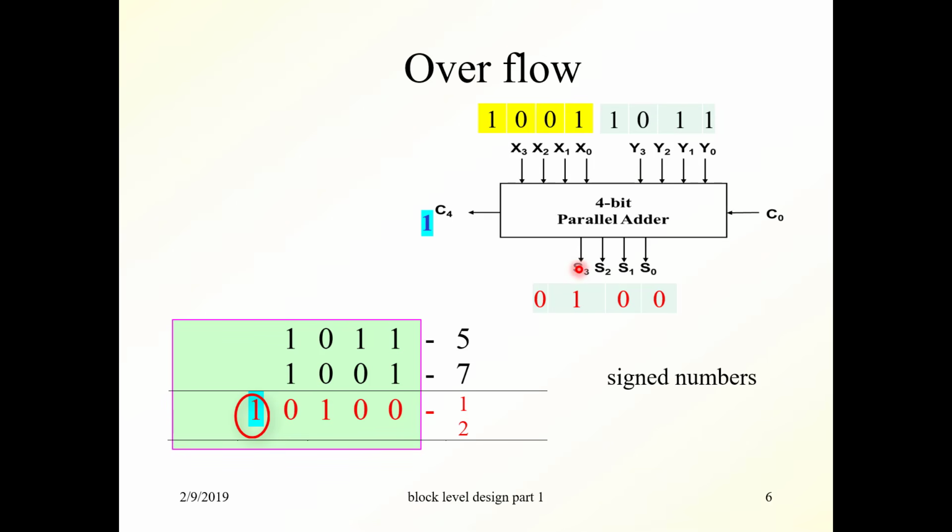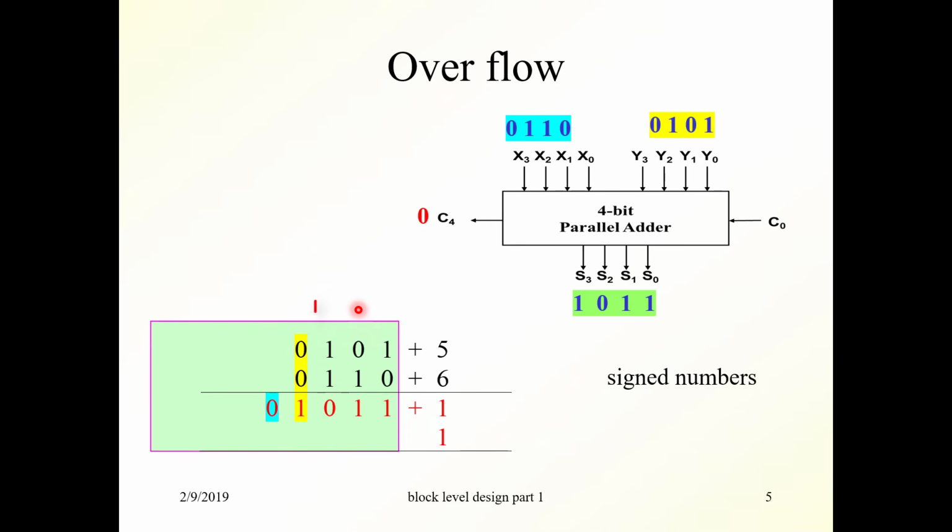Now the parallel adder will make the addition, and this is what you will see on the S output, and the carry here is 1. This bit here is the sign bit. If we look at it as the sign bit, then the answer would not be correct. So something has to tell me that an overflow has occurred, and this bit here is the sign bit and not the carry.